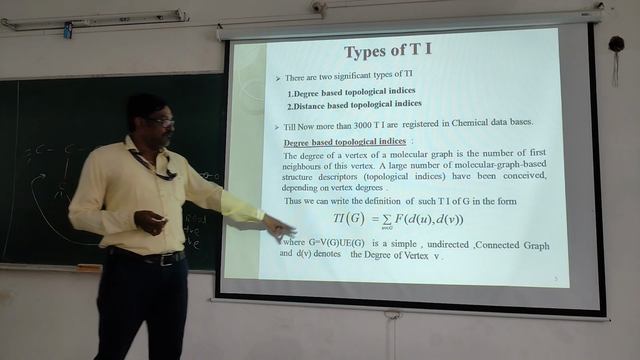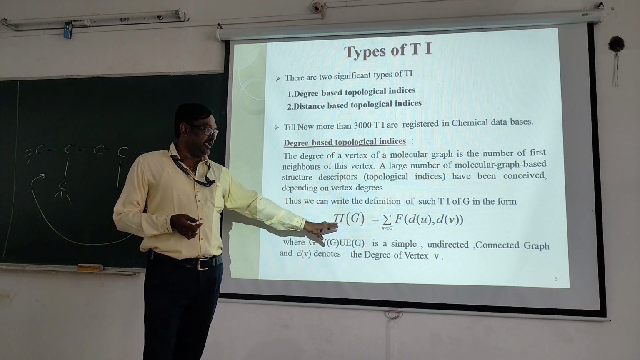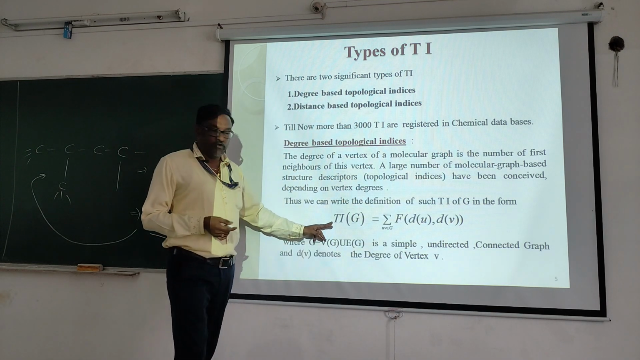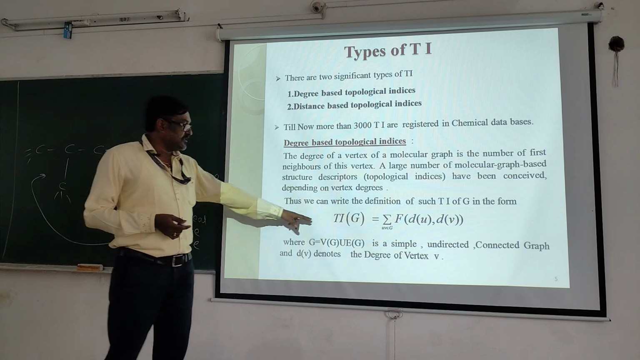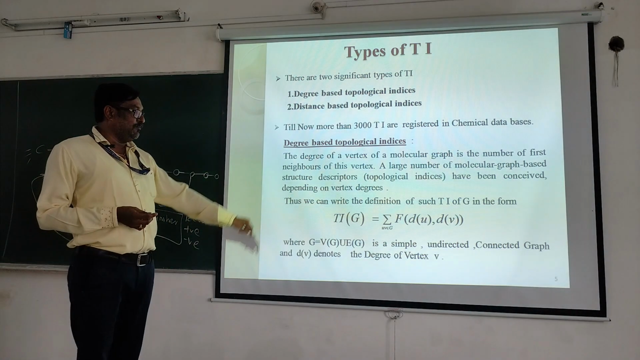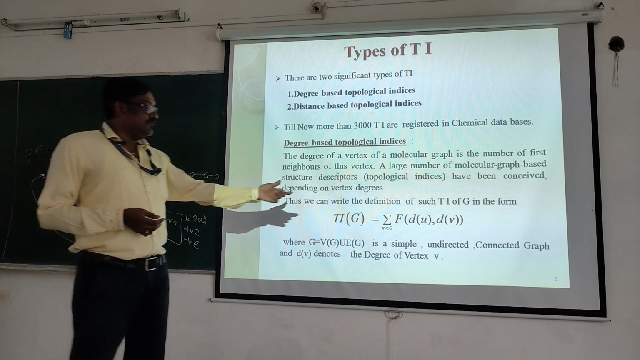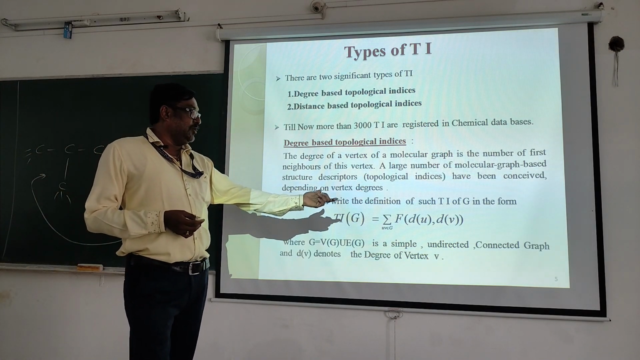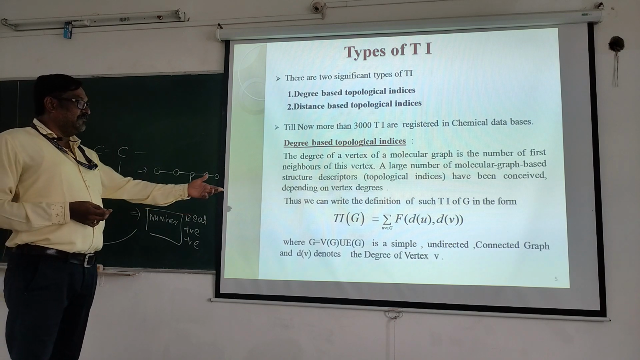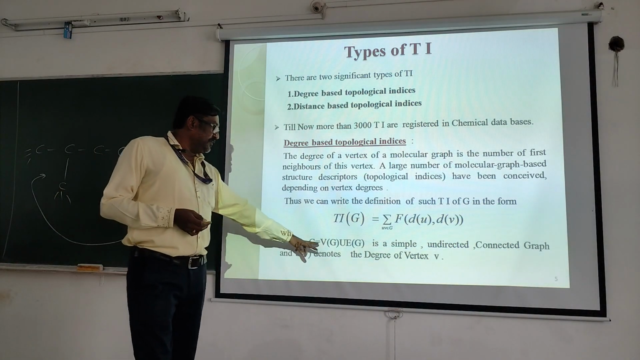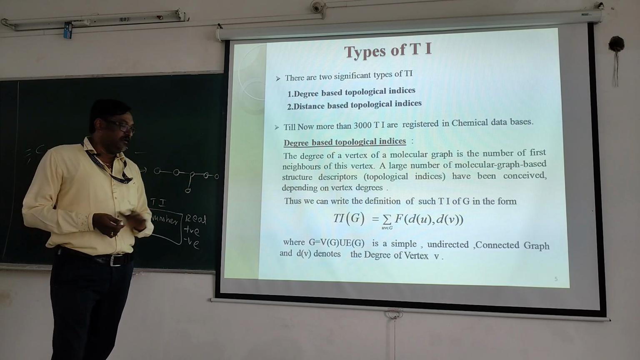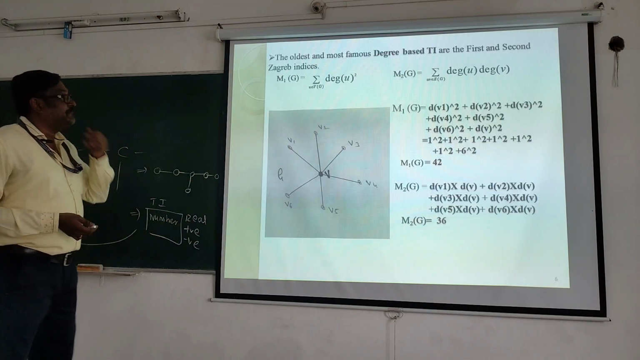So based on the study, we got a common definition for TI. The topological index of the graph G, TI(G), is equal to the summation over uv belongs to E(G) of f of degree of u and degree of v, where G represents a combination of vertices and edges, and which is a simple, undirected and connected graph.